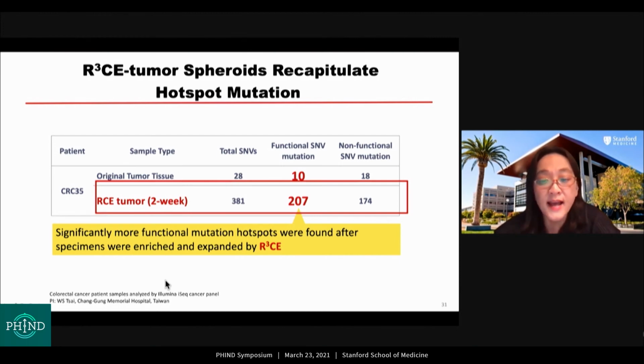So this is telling you, first of all, that we indeed enrich the tumor content. And secondly, it helps you to identify more mutations than the original tumor, which has lower tumor content. And the other important thing is that with more mutations identified, you can probably take more actions clinically.